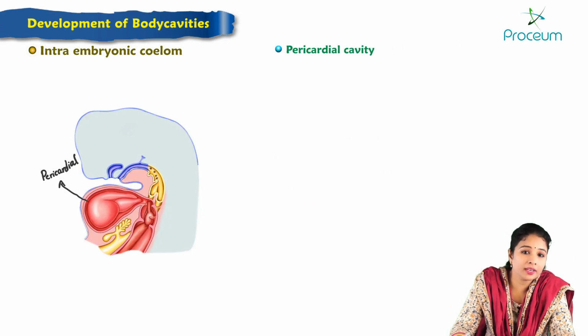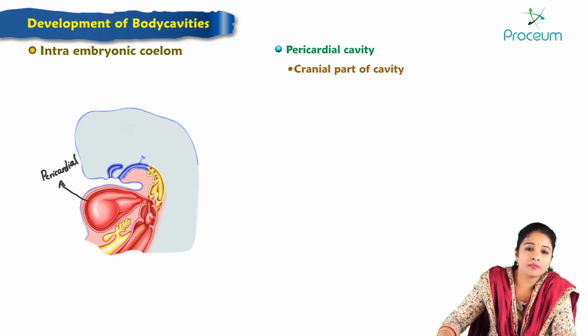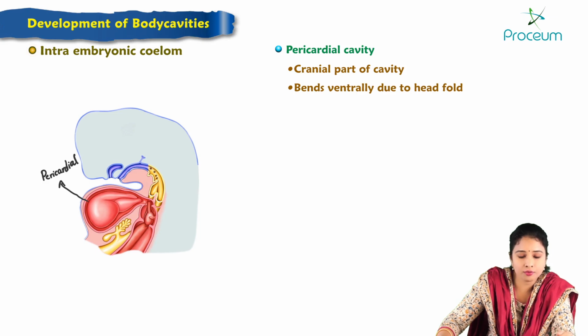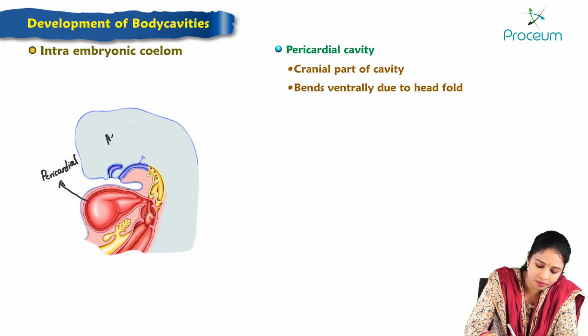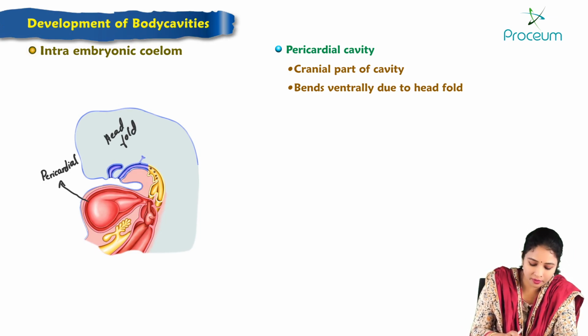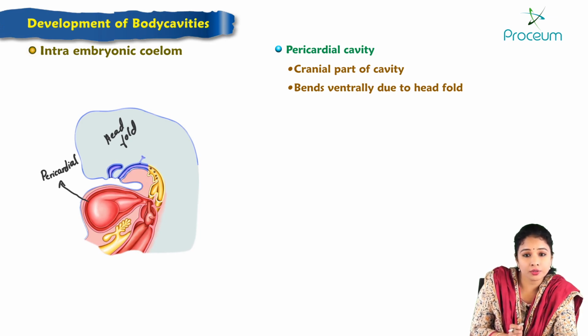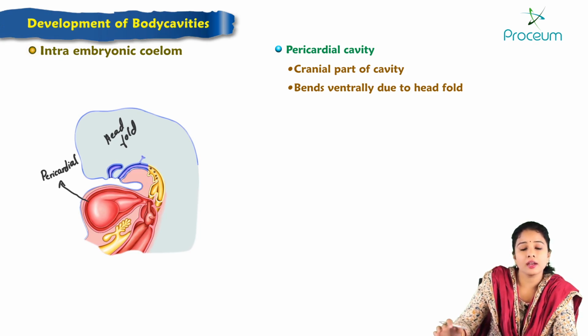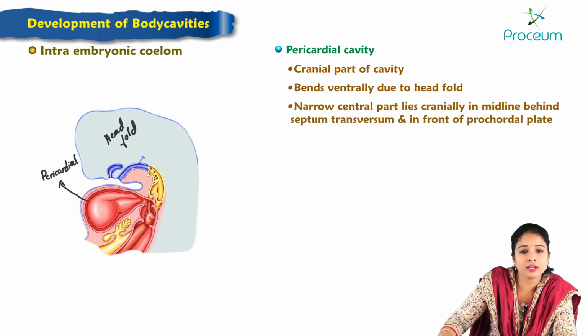Next we shall talk about the pericardial cavity, the cranial part of the cavity which bends ventrally due to the head fold of the embryo. Here is the head fold. Due to the head fold, we can see the cardiac bulge lies ventral to the embryo. This is the pericardial cavity where we can see the developing heart, and its narrow central part lies cranial to the midline behind the septum transversum in front of the procaudal plate.